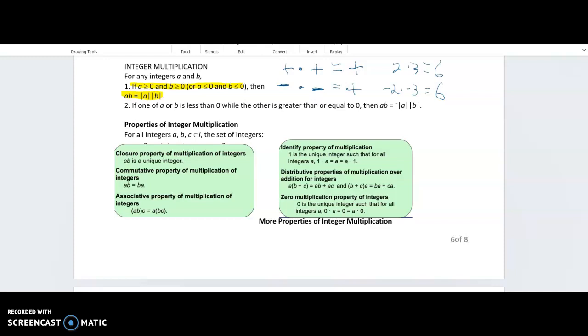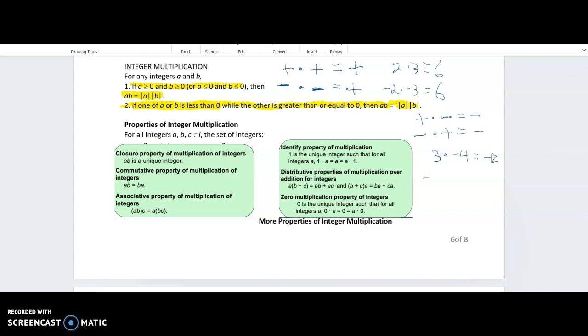Whereas if one of a or b is less than 0, so if one of these numbers is negative and the other one's positive, then our answer is going to be negative. So that's fancy math speak for saying positive times negative equals negative, and negative times positive equals negative. So if I have 3 times -4, I'll get -12.